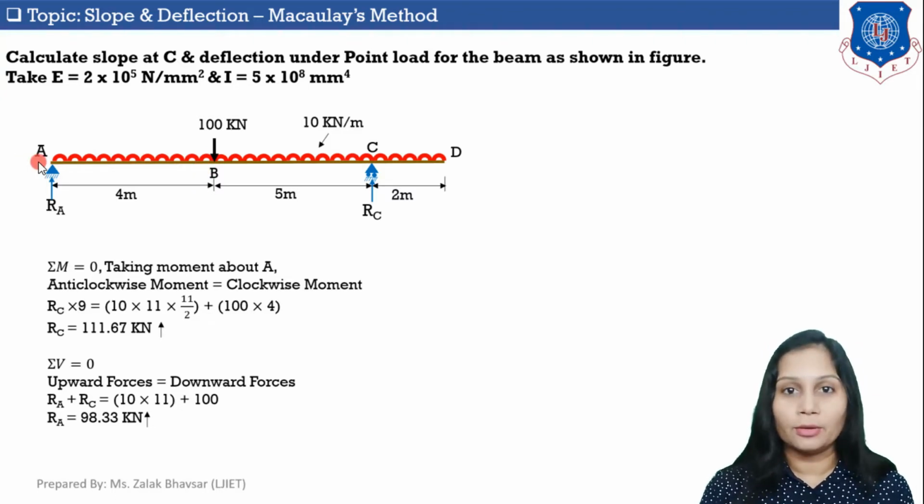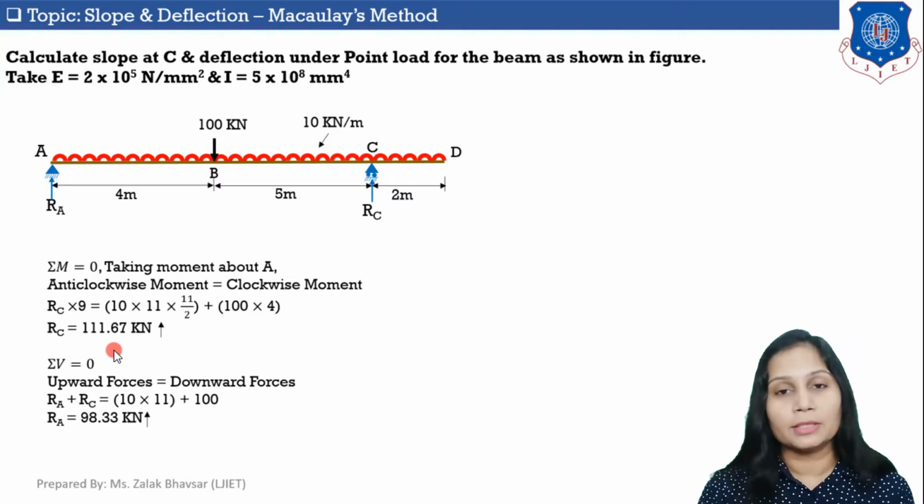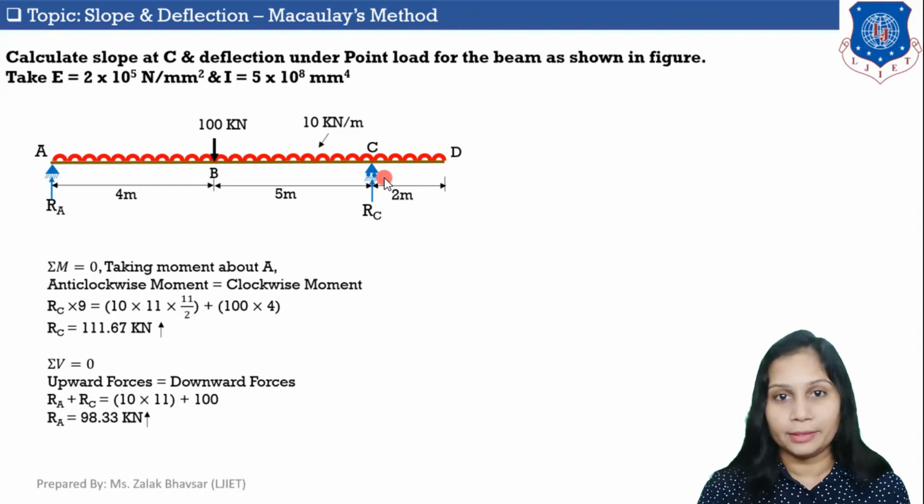And if I calculate, then I will get the value of RC is equal to 111.67 kilonewton. And it is positive, so we can say that reaction RC is acting in upward direction.